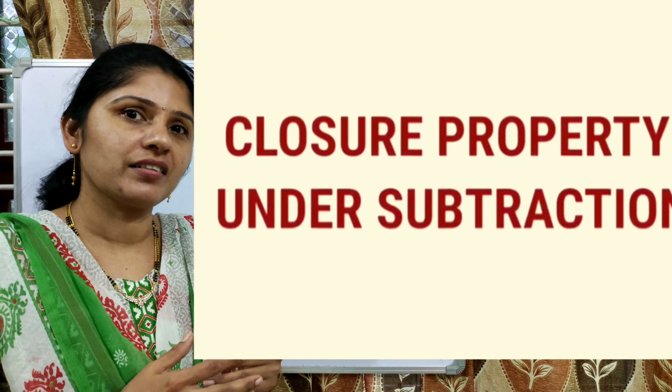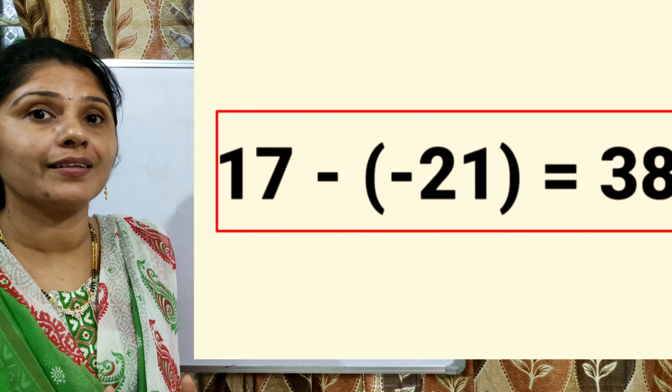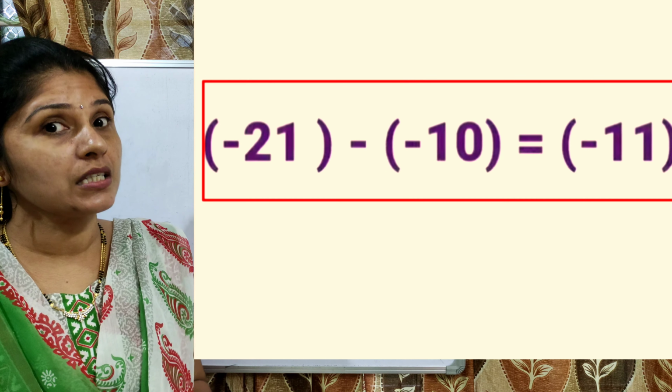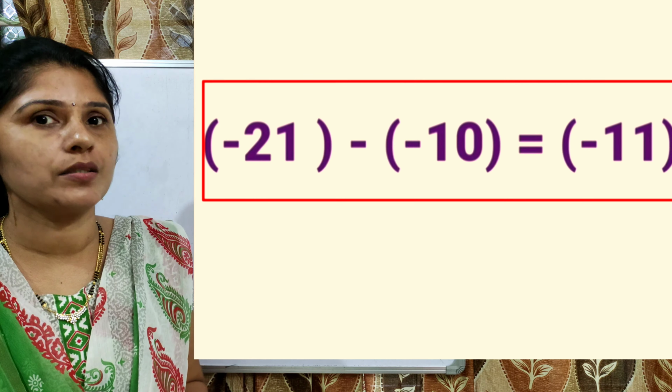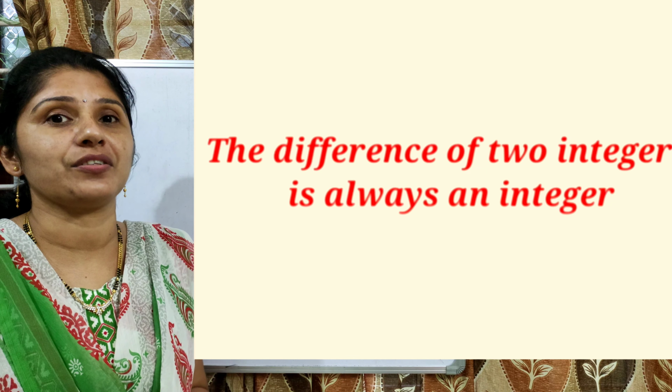What happens when we subtract an integer from another integer? Can we say that their difference is also an integer? Observe these examples. 7 minus 9 is equal to minus 2. 17 minus minus 21 is equal to 38. Minus 21 minus minus 10 is equal to minus 11. Thus, the difference of two integers is always an integer.